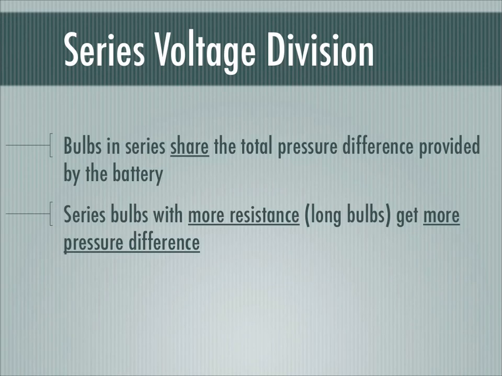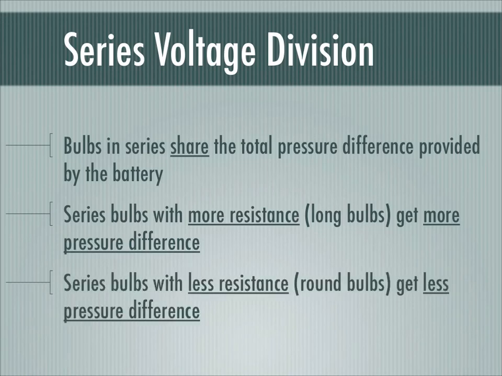Series bulbs with more resistance, like long bulbs, get more pressure difference because it's harder to get charges through them. And series bulbs with less resistance, like the round bulbs, get less pressure difference across them because it's easier to get charges through them.